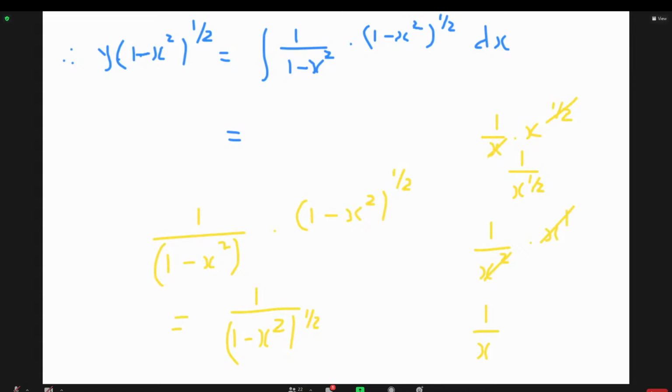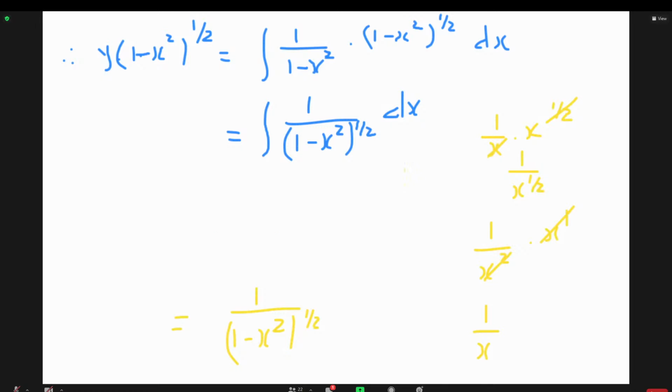So therefore, on top here, this becomes the integral of 1 over (1 minus x squared) to the power of a half dx. Okay. All right. As I said, the integration part is the hardest thing. But we'll take a look at past papers and you'll see it won't be as hard as this.